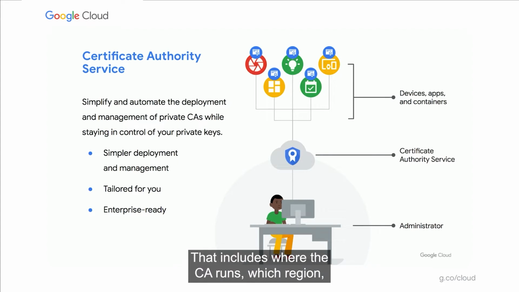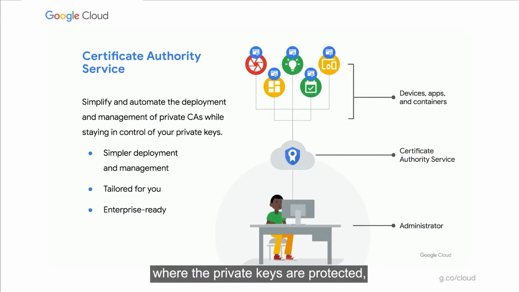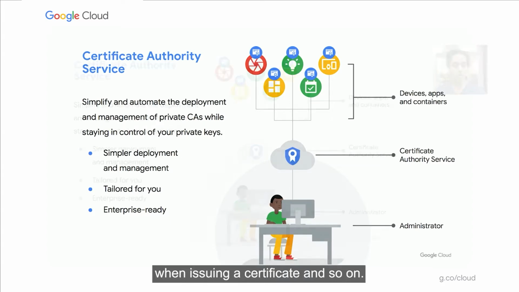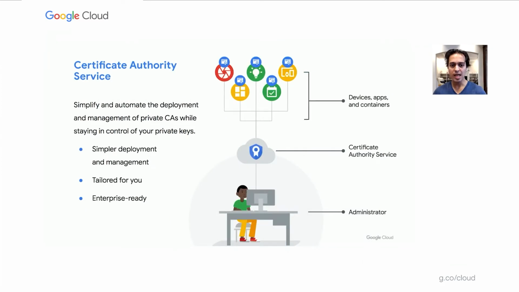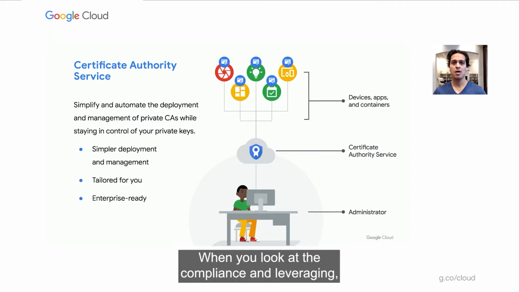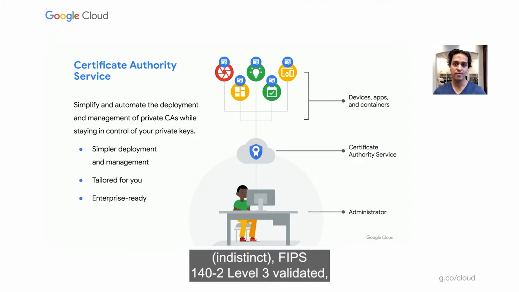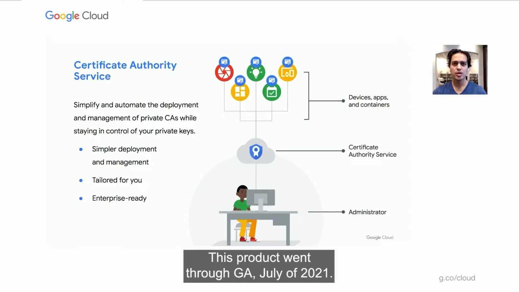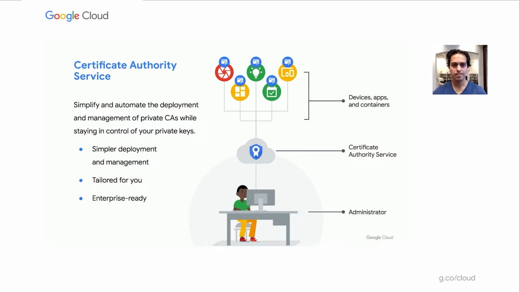That includes where the CA runs, which region, where the private keys are protected, for example, Cloud HSM, or you can bring your own keys, who gets access to the CA and under what conditions, what advanced policy you can enforce when issuing a certificate, and so on. And lastly, and more importantly, it is built with security in mind and enterprise readiness. When you look at the compliance and leveraging Cloud HSM, which is FIPS 140-2 Level 3 validated, FedRAMP compliance, and so on. This product went GA in July of 2021.